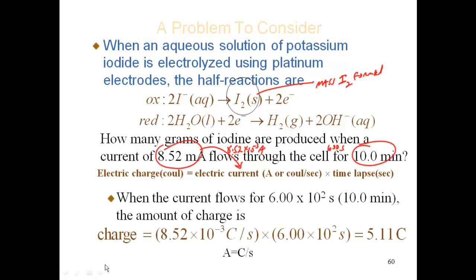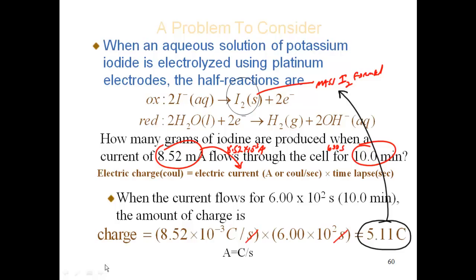Plugging that into my equation, my charge will equal 8.52 times 10 to the negative third coulombs per second. Remember that an amp is a coulomb per second. Times 600 seconds, which I wrote in scientific notation as 6.00 times 10 to the second seconds. So my seconds cancel, and I end up with 5.11 coulombs. What we're going to do now is figure out how to get from coulombs to the mass of I2. Well, there's a conversion factor that I told you to remember several homework sets ago.